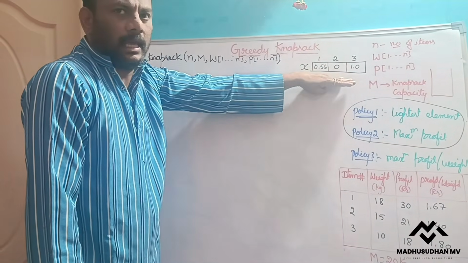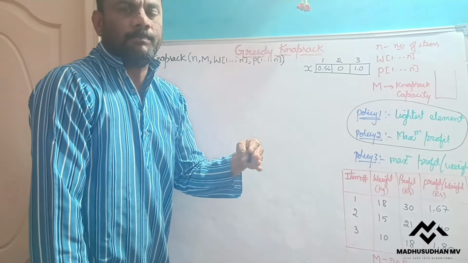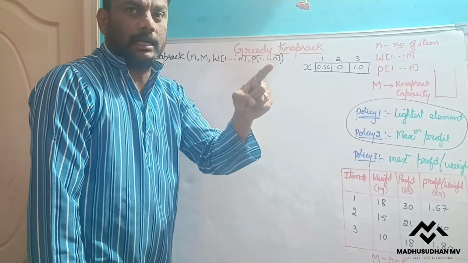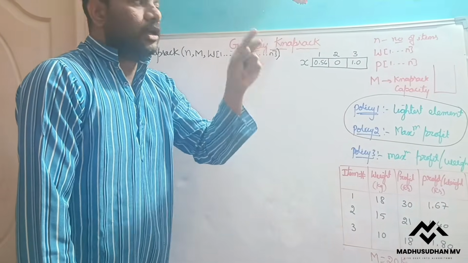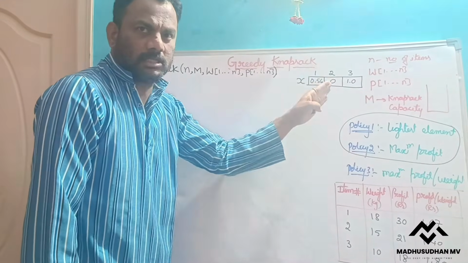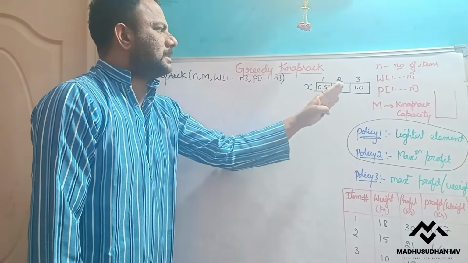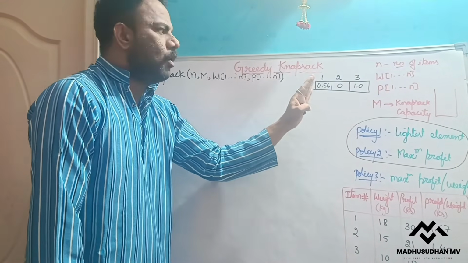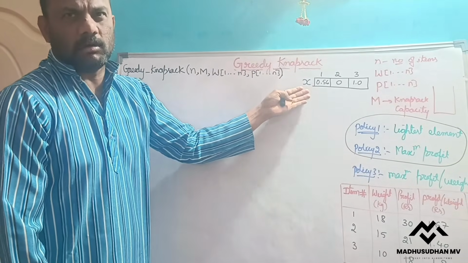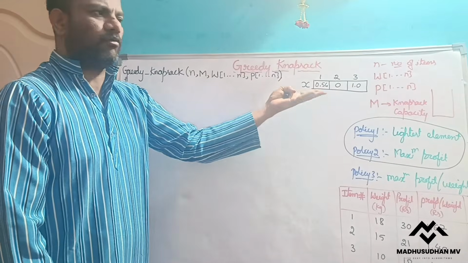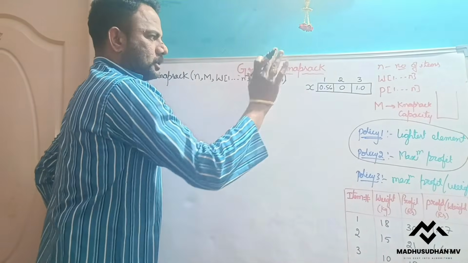So this array gives us the information about which items you have selected and how much you selected of each item. If you select these items this much, you will get the maximum profit. This is the information. This is the output array we are using in this algorithm. It's called the solution vector also. Call it output array, solution vector, whatever you like. Hope you people understood.